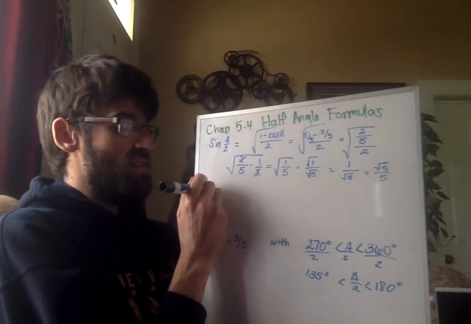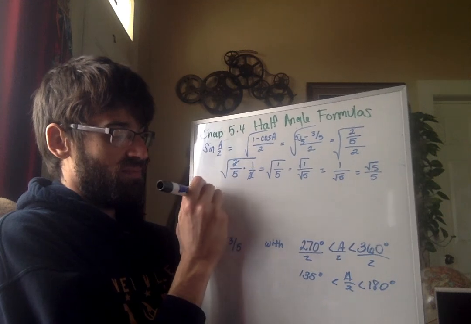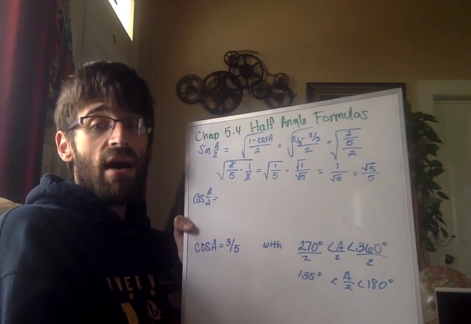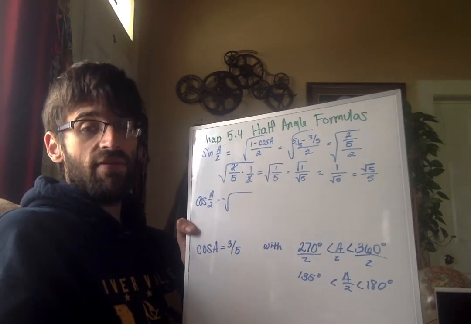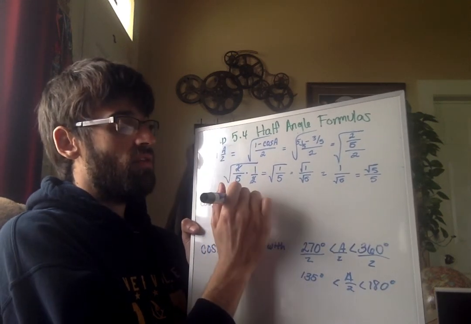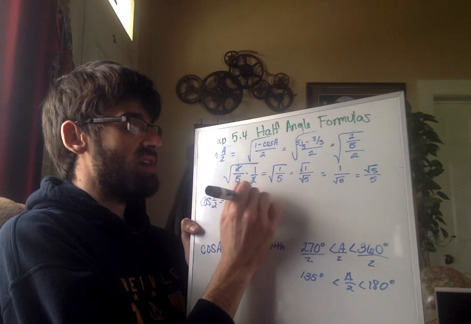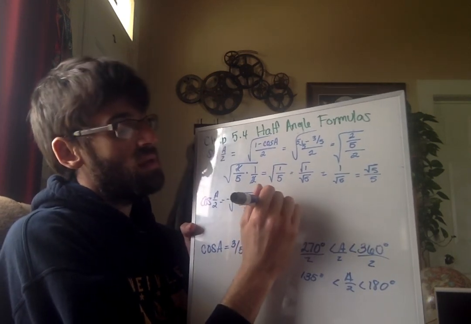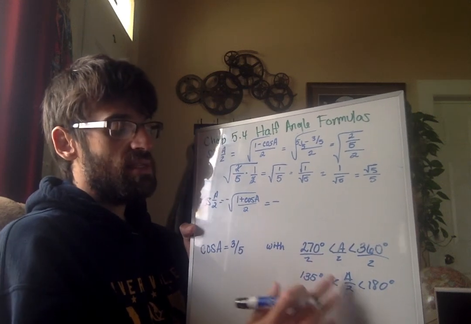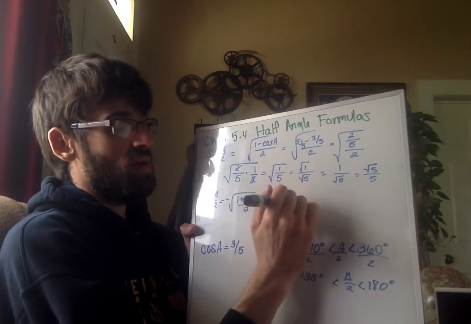Next, the cosine of A over 2. Now, since cosine is negative in quadrant 2, I'm going to use the negative square root. The formula for that is 1 plus the cosine of A over 2. Like the first one, I'm going to plug this 3/5 into cosine of A.